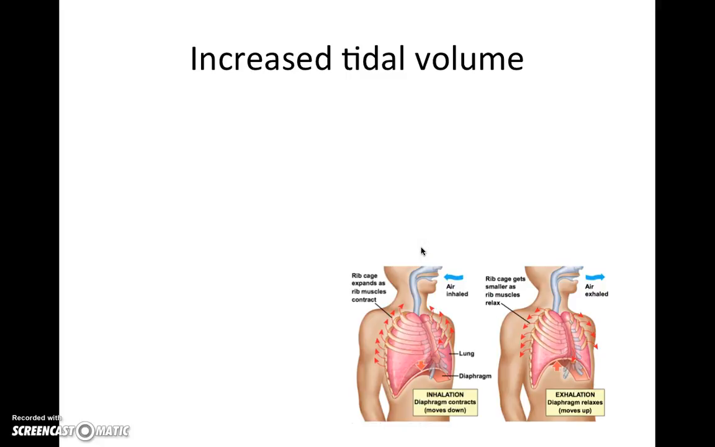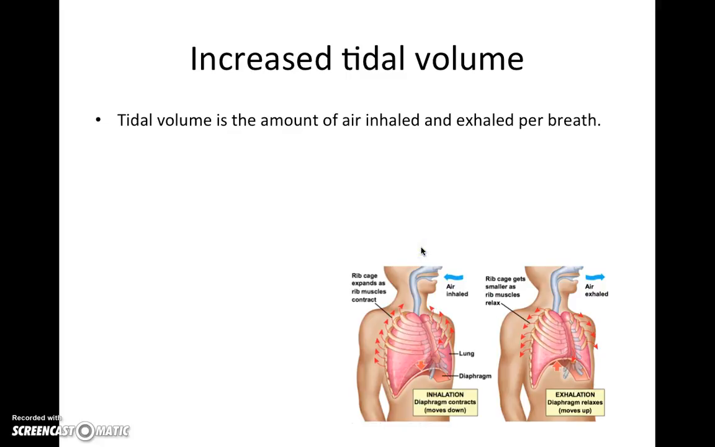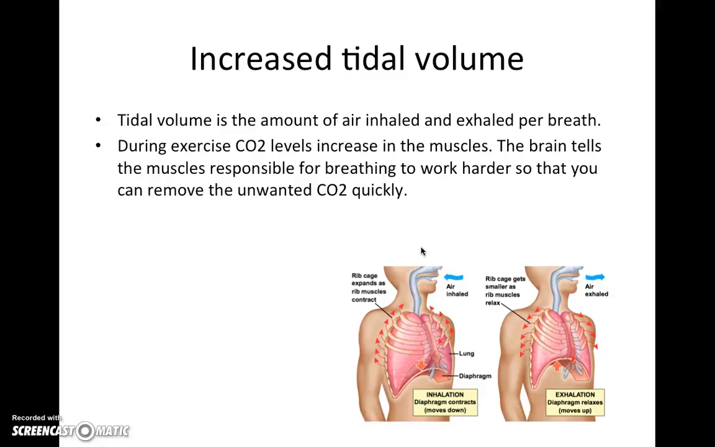Okay, and the last one we need to look at is increased tidal volume. So tidal volume is the amount of air inhaled and exhaled per breath. So during exercise, carbon dioxide levels increase in the muscles. The brain tells the muscles responsible for breathing to work harder so that it can remove the unwanted CO2 quickly.